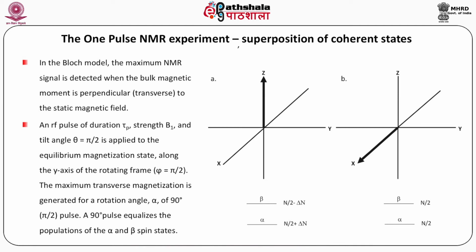A 90 degree pulse equalizes the population of the alpha and beta states, and this is what is called the superposition of coherent state, as is shown in the figure. In the figure, A shows that the magnetization is along the z-axis and the alpha state has a population of N/2 plus delta N, and the beta state has a population of N/2 minus delta N. And when a pulse is applied, the bulk magnetization comes along the x-axis and the populations of alpha and beta levels become equal and are equal to N/2.